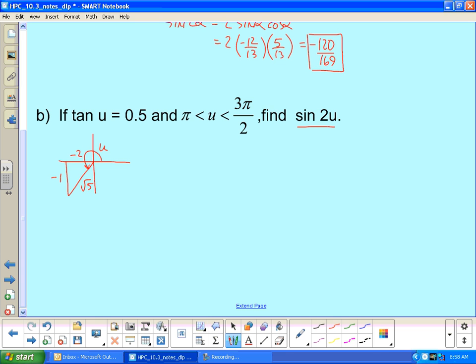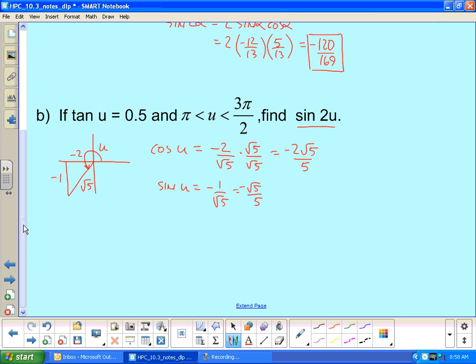And we're looking for the sine double angle. So we're going to go find cosine of u and sine of u. Cosine of u is our -2 over root 5. And if we rationalize it, we're going to get -2 root 5 over 5. Sine of u will equal -1 over root 5, or -root 5 over 5.